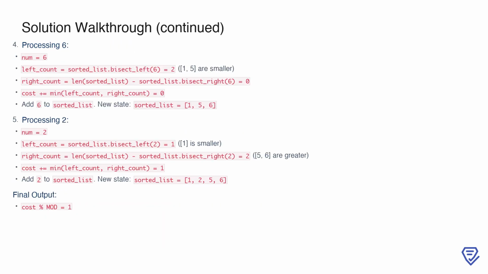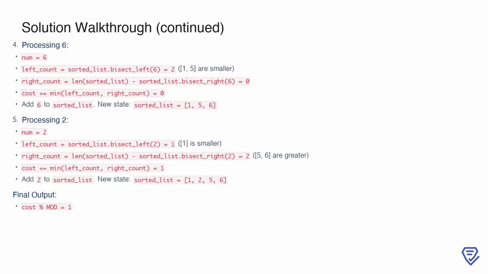Now, we process the number 6. In the sorted list, 1, 5, we find that there are two elements smaller than 6, so left_count is 2. There are no elements greater than 6, so right_count is 0. The cost remains 0 since the minimum of left_count and right_count is 0. After adding 6, the sorted list becomes 1, 5, 6.